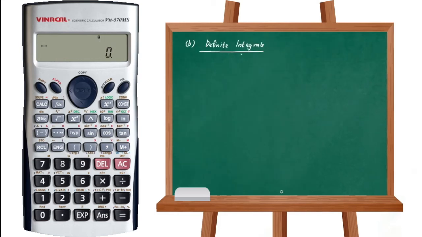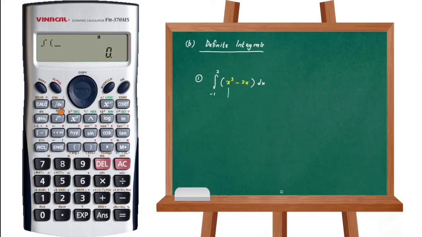42.2314. Now we move on to the second lesson, or the second objective, which is finding definite integrals using the 570 MS calculator. Consider this question: the integration of x cubed minus 2x with respect to x from the lower limit -1 to the upper limit 2.